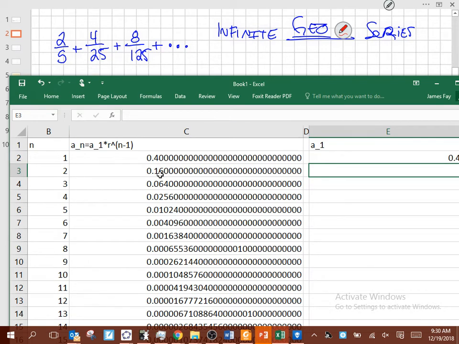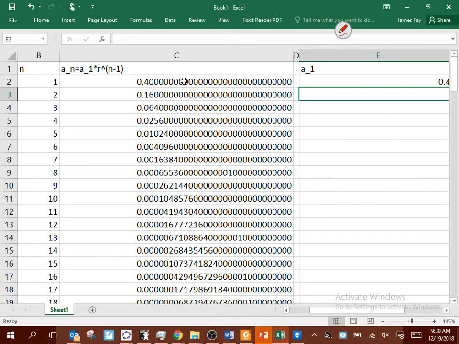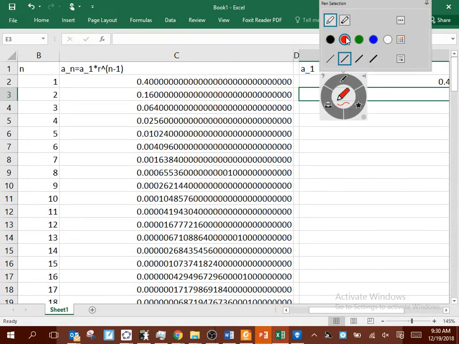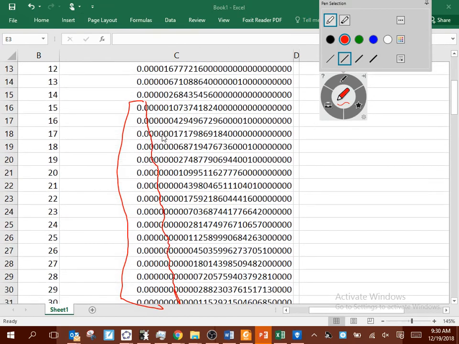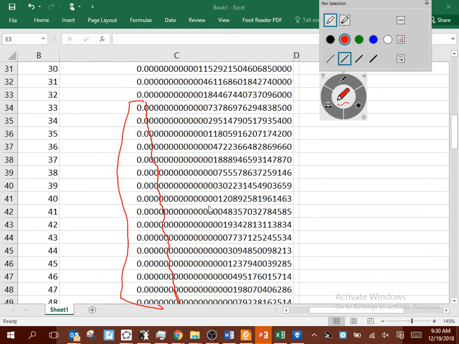Looking at our list, 2 over 5 is 0.4. 4 over 25 is 0.16. 8 over 125 is 0.064. If you start looking at these, what happens the further and further we go down in our list? I'm going to trace these out the best I can. You start to see that triangle of zeros, right? Does that make sense? That pattern is going to continue. These zeros are coming down here now, right?